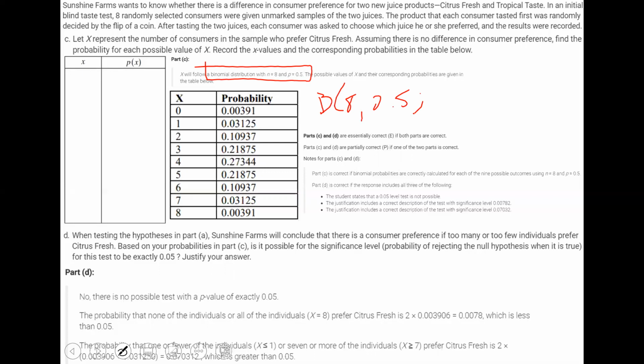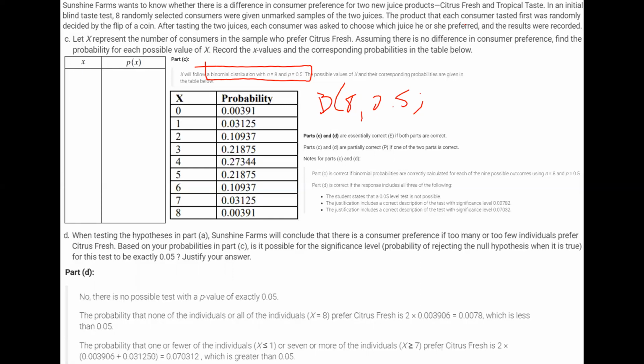Part D, when testing the hypothesis in Part A, Sunshine Farms will conclude that there is a consumer preference if too many or too few individuals prefer citrus fresh. Based on your probability in Part C, is it possible for the significance level, the probability of rejecting the null hypothesis when it is true, for the test to be exactly 0.05? Justify your answer. Okay, so the answer was no, there is no possible test with a p-value of exactly 0.05.